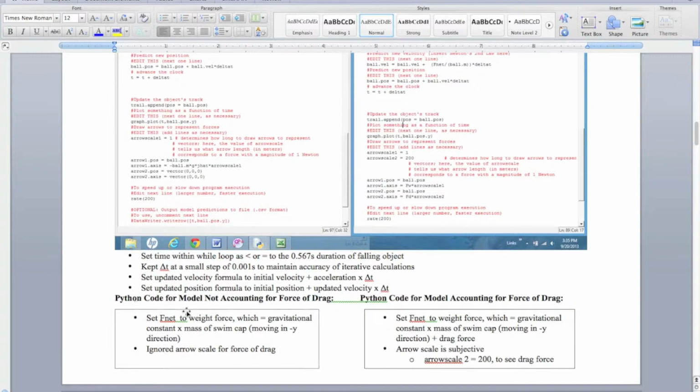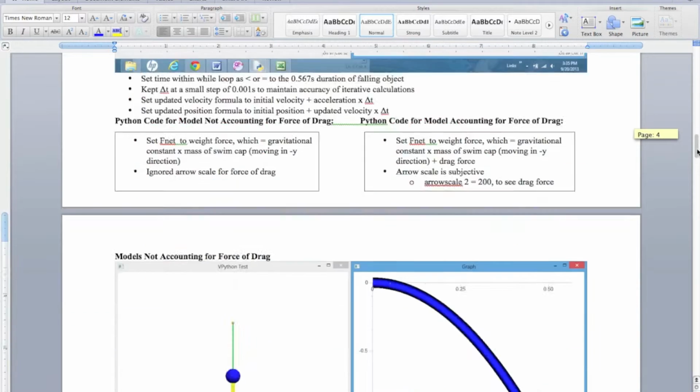And within my Python code for the model not accounting for the force of drag, I set my net force to the weight force, whereas with the Python code for the model accounting for the force of drag, my net force was a summation of the weight force and the drag force.